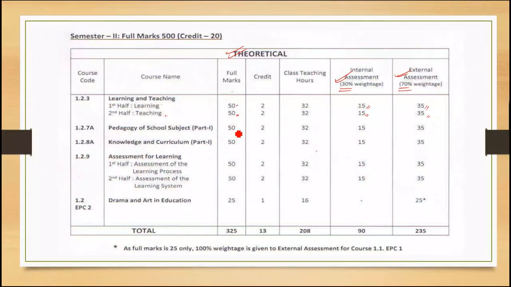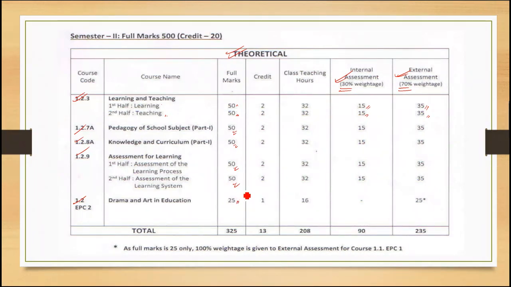Likewise for pedagogy of school subject we have 50, knowledge and curriculum also 50, assessment of the learning process 50, assessment of the learning system 50. So it's the same for all these 1, 2, 3, 4 subjects. Now the exception here is the fifth one, which is drama and art in education. Its full marks is 25.